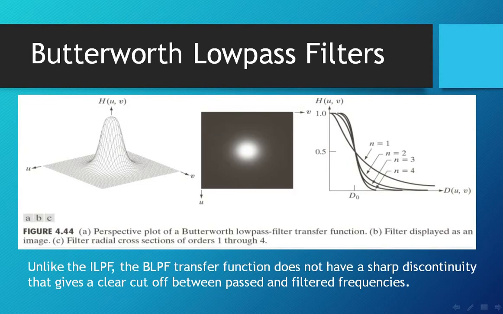You see the example of the Butterworth low pass filter. Let's see figure 4.4. The first image is a perspective plot of the Butterworth low pass filter transfer function. In the second image, the filter is displayed as an image. The third shows the filter radial cross section for orders 1 through 4. Unlike the ideal low pass filter, the Butterworth low pass filter transfer function does not have a sharp discontinuity that gives a clear cutoff between passed and filtered frequencies.